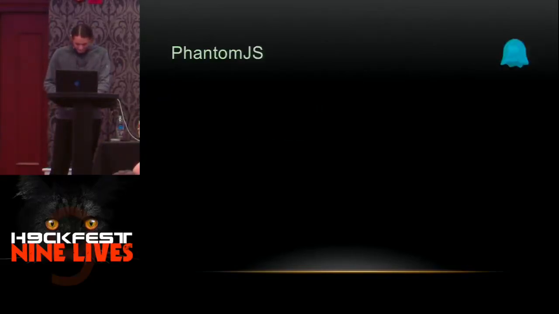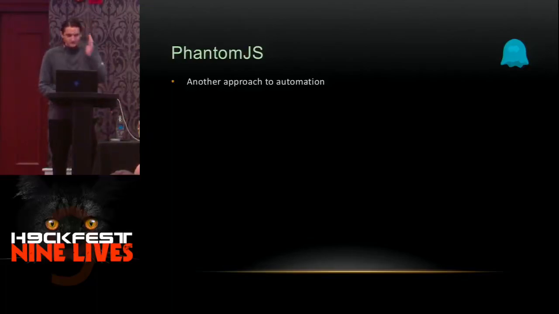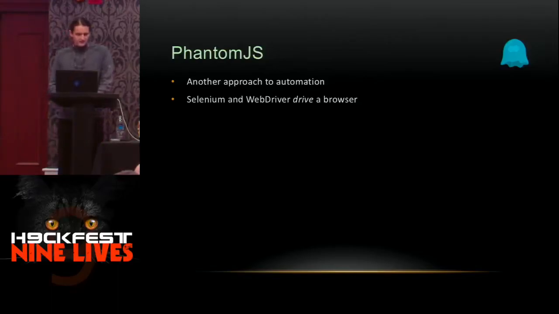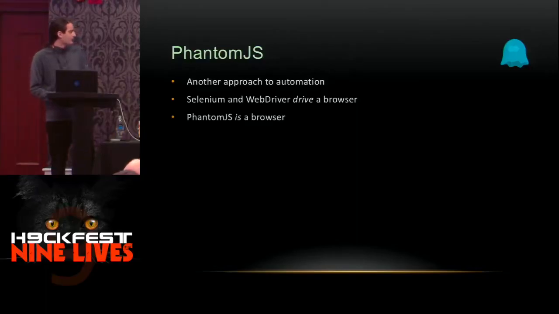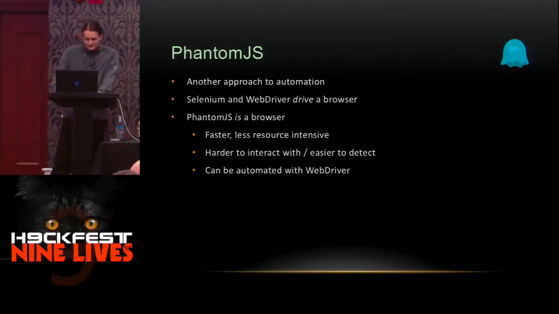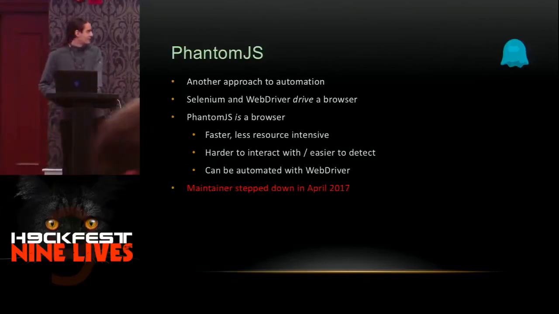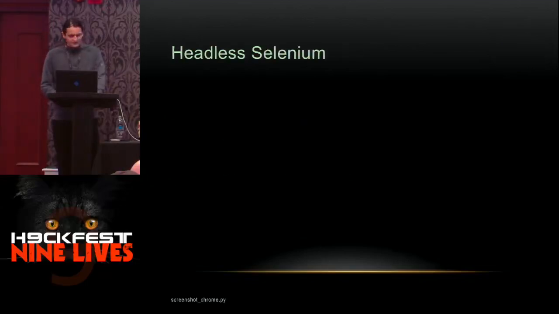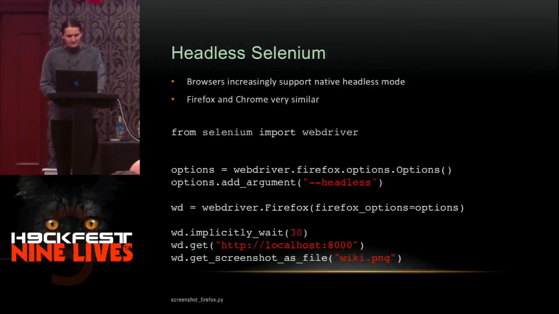So I'm not going to talk about frames. I just want to briefly mention Phantom.js because people always ask me about this in relation to browser automation. It's just another approach. The thing to know about Phantom.js is that Selenium and WebDriver together drive a browser, whereas Phantom.js is a browser. It's faster and less resource intensive. It has some advantages and disadvantages. The main disadvantage is the maintainer stepped down last April, citing headless Chrome as a likely replacement. So probably the way to go is to use WebDriver for your future tests.